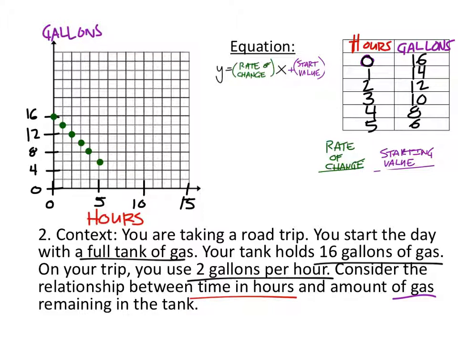Now I'm going to continue this because it's on a linear pattern. So at 6 hours, it should be 4 gallons. 7 hours, 2 gallons. And then 8 hours, 0 gallons. Which means if we were going to run the tank dry, just based off of the full tank and burning 2 gallons per hour, it would take 8 hours to use the whole tank on that.